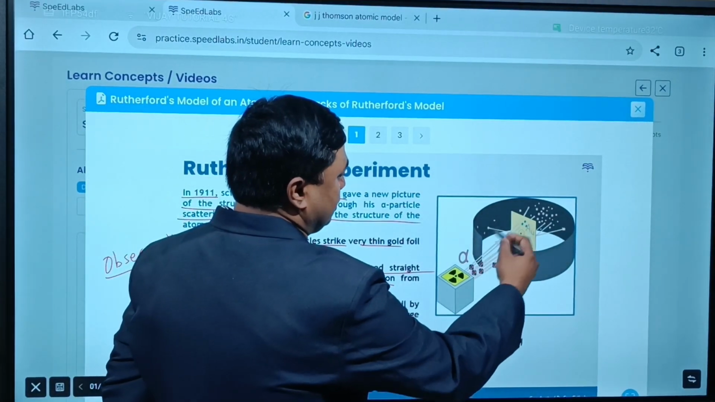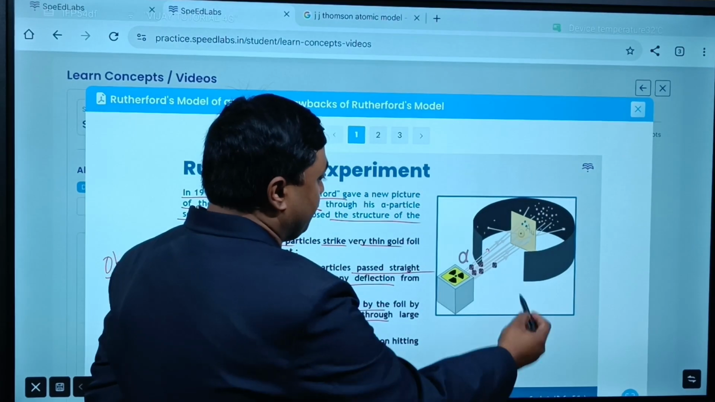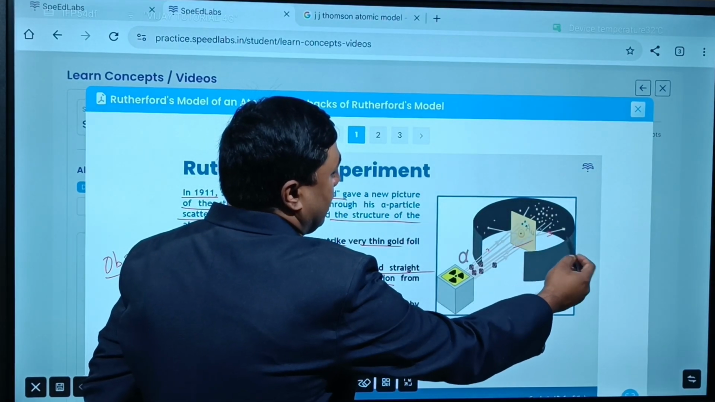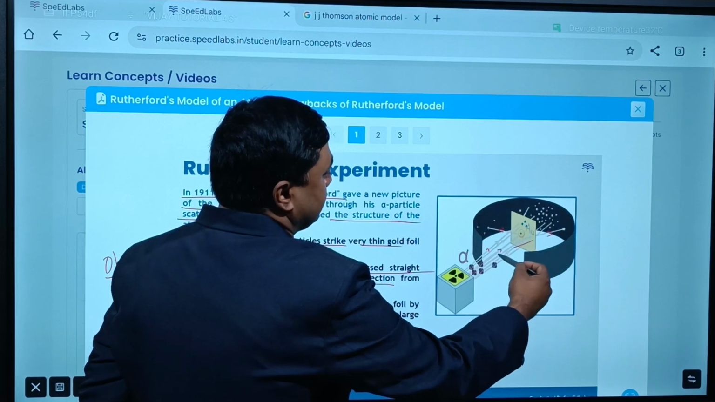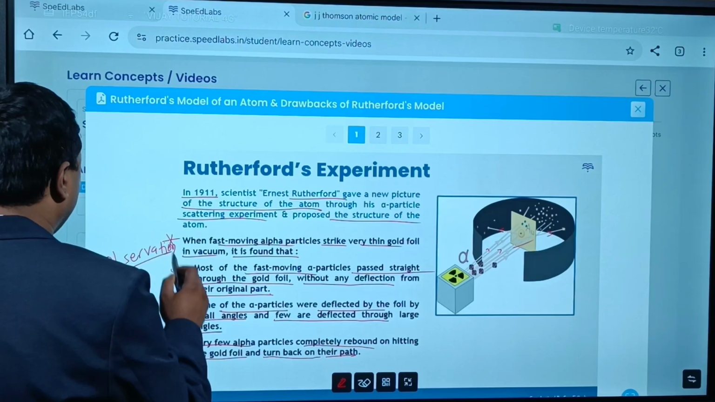Okay, you can see this diagram here also. Most of the rays are passing, a few are deflecting by small angles, and a few are deflecting by major angles. And 1 in 20,000 bounces back. Is it clear? This question may be asked for 2 to 3 marks.